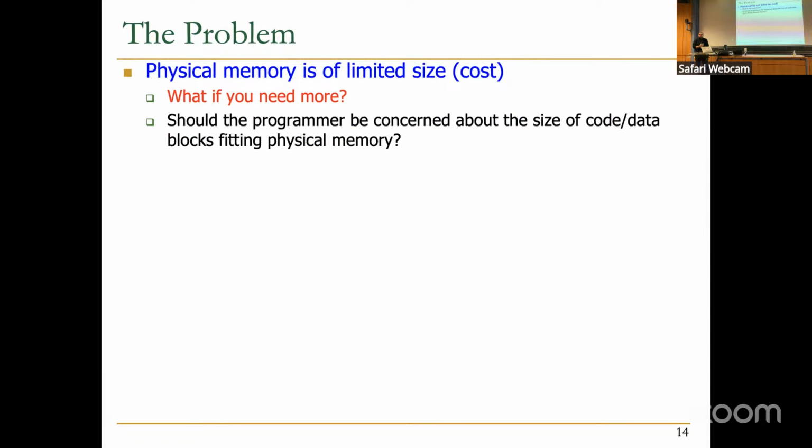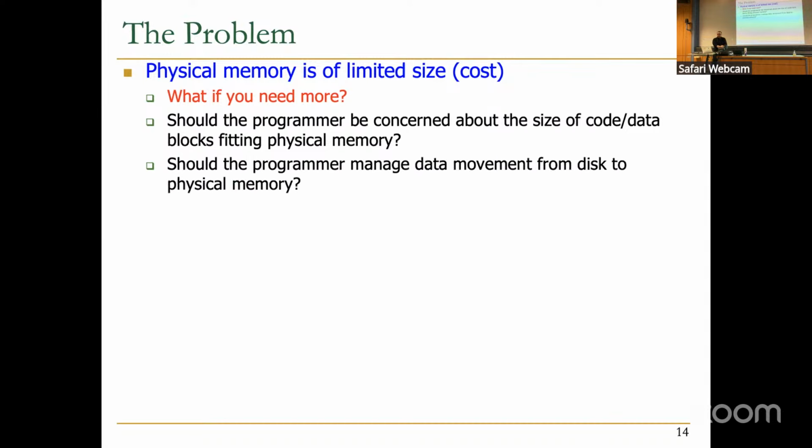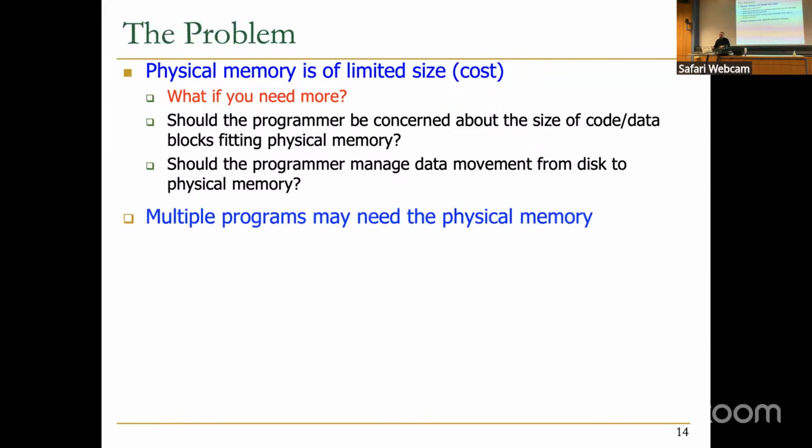So should the programmer be concerned about the size of the code and data, whether it fits the physical memory? For example, if some of the data need to be moved to the disk because you cannot fit it in the physical memory, does the programmer need to explicitly state which data is going to be placed on the disk and which is going to be placed in the physical memory?